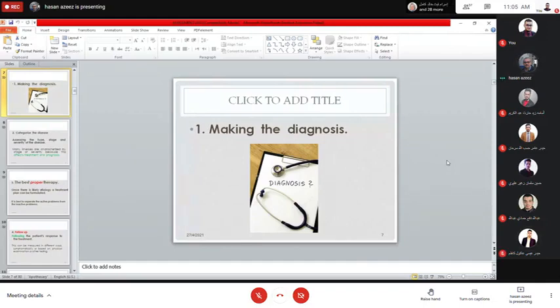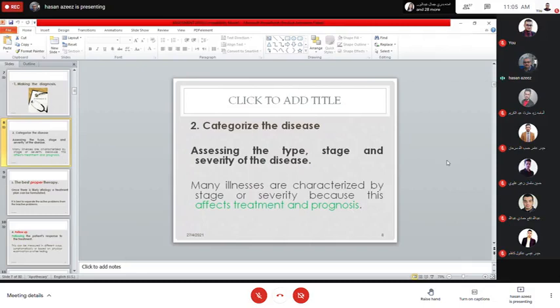Okay. The first step is making the diagnosis. Maybe it is the most crucial step, but it's not the only step. The second step is categorizing the disease. What do you mean by categorizing the disease? Assessing the type, stage, and severity of the disease.